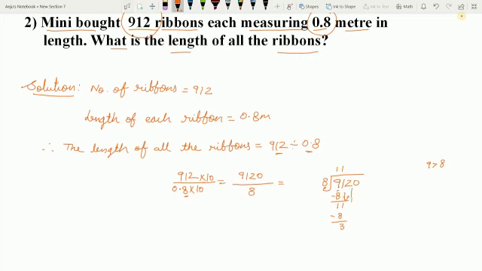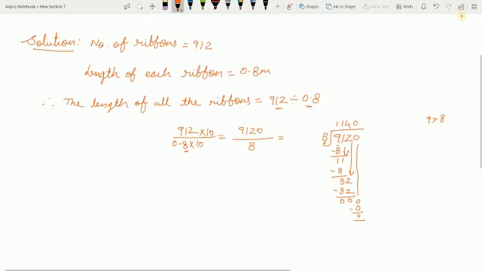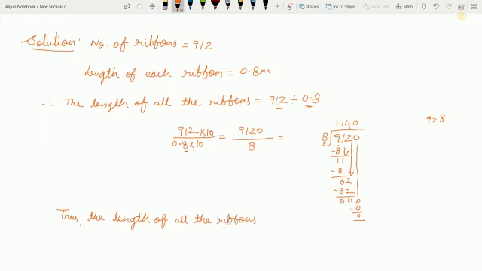Now we bring down the next digit, which is 2. And 8 goes into 32. How many times? Correct, 4 times. 4 8s are 32. Now 32 minus 32, we get 0. Now bring down the last digit, which is 0. And 8 zeros are 0. Thus, the length of all the ribbons is 1140 meter. Now let us take one more example.